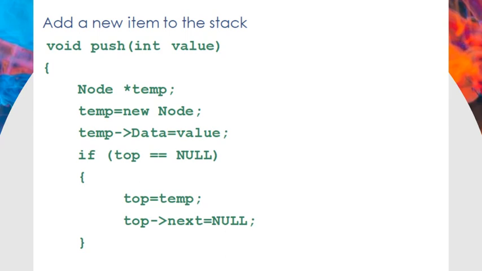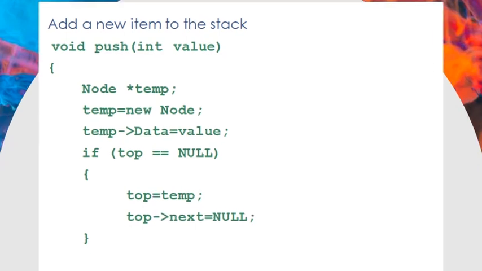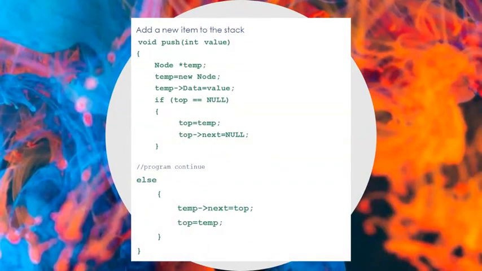Then we have an if condition: if the top equals null, then whatever is in temp we pass to the top, and top's next is null. Else, temp's next is the top, and we put whatever value is in temp into the top. This is how we push data into our stack using a linked list.